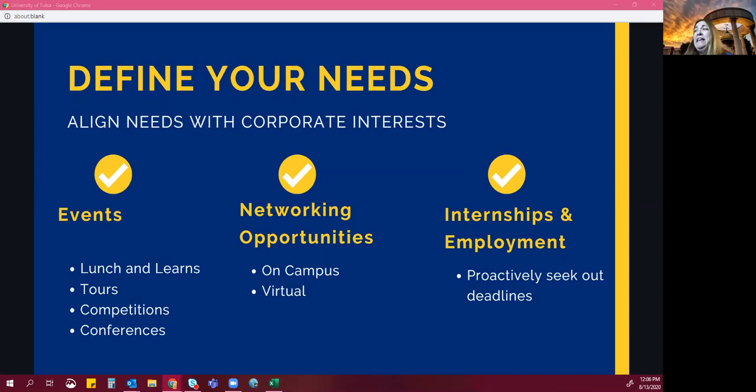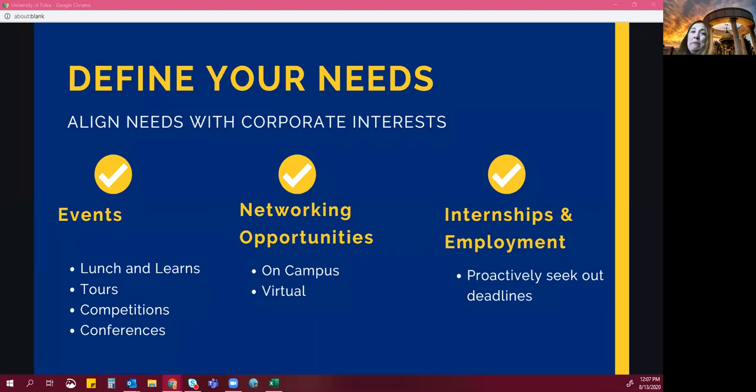In what ways can the companies be involved in the events, networking opportunities, internships, and employment? What ways can companies be involved? Can they be the speaker at your lunch and learn? Are you asking the company if you can come and tour their company, or if you want them to give a virtual tour to your group, especially now that a lot of events might be held virtually? We have to think creatively about how we can involve companies.